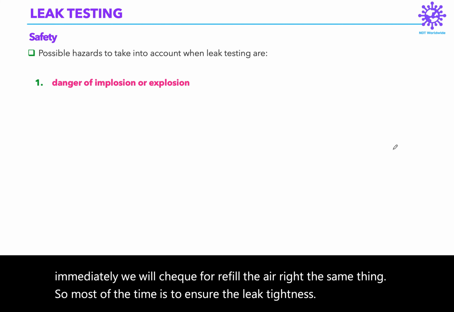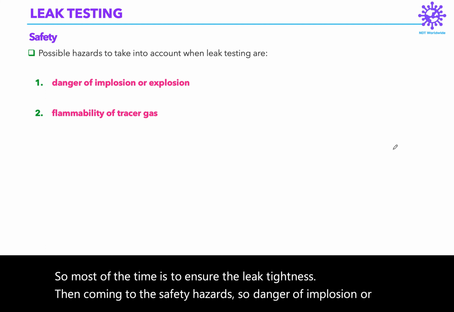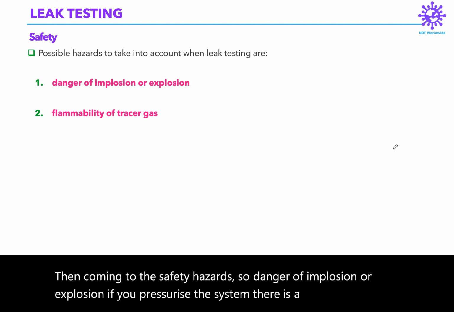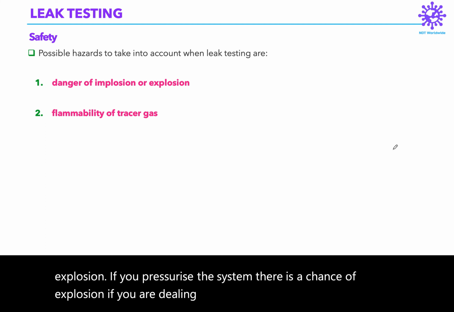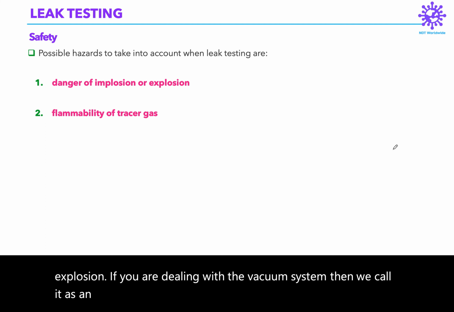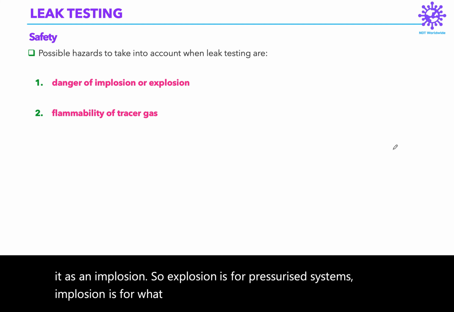Then coming to the safety hazards, there is the danger of implosion or explosion. If you pressurize the system, there is a chance of explosion. If you are dealing with a vacuum system, then we call it an implosion. So explosion is for pressurized systems, implosion is for vacuum-based testing systems.